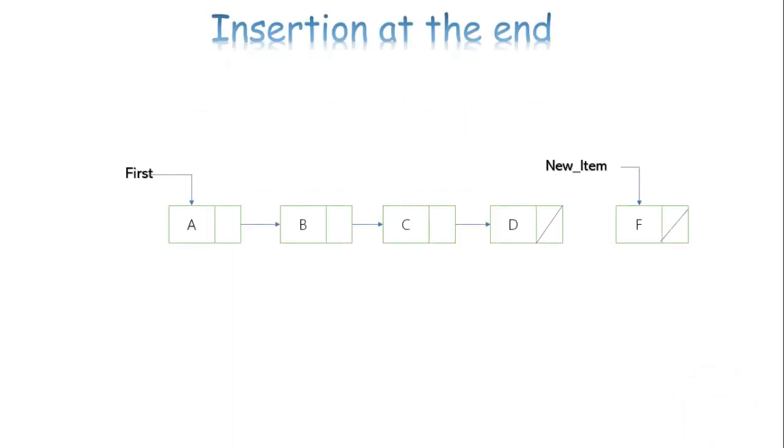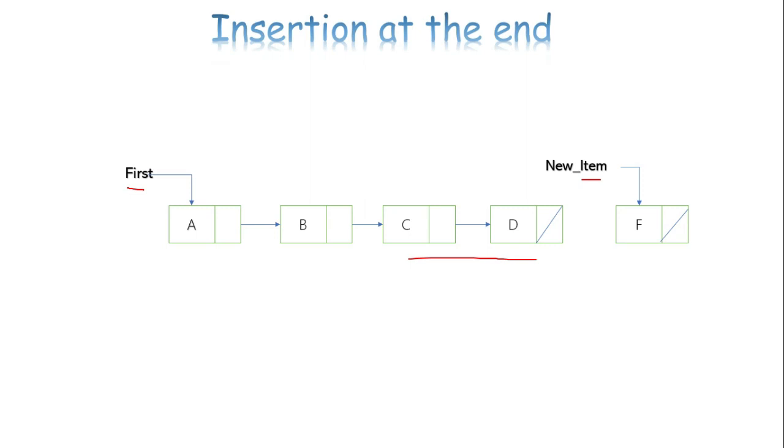Suppose we have a linked list like this, where the first node is pointed to by first, and then we have another node that is pointed to by new item. If you are asked to insert this new item at the end of a single linked list like this, then we have to have a pointer that points to the last node first, and then that pointer in the last node we tell to point to the new item.